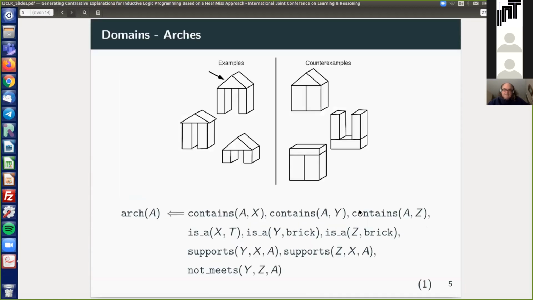To wrap that up, we also had another domain, an arches domain, because in the original paper by Winston there was also this arches domain, which basically asks: what is an arch? Well, there has to be something on top, and you also have to be able to go through it, so the two pillars should not meet. Here you can see some examples, and these are the counterexamples. Here you see that the pillars meet, and here you see that there is nothing on top, but only underneath. And this is the corresponding learned model.